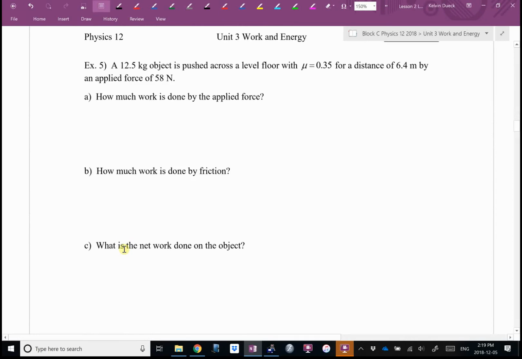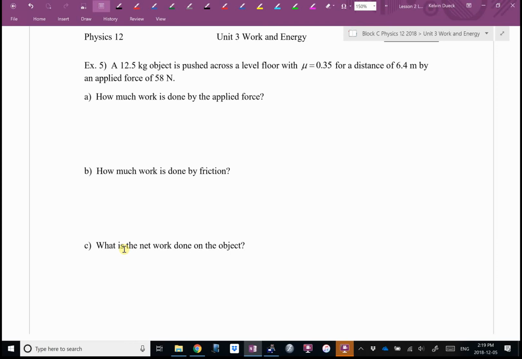Example 5. An object is pushed across a level floor with the coefficient of friction of 0.35 for a distance of 6.4 meters by an applied force of 58 newtons. Cool.